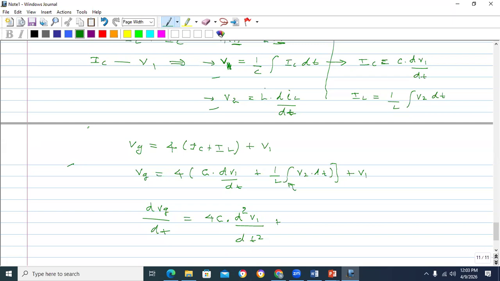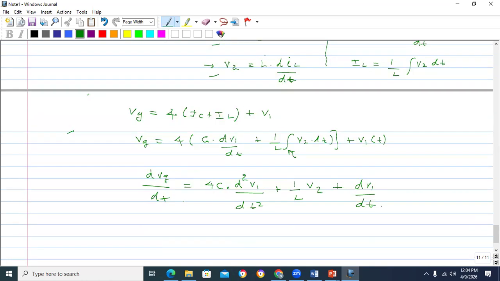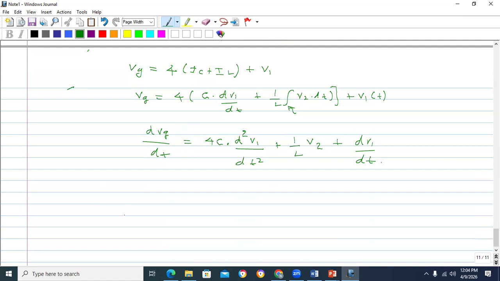Here, 1 over L, and this integration will be cancelled. So you will have V2 here, plus this V1, which is not a constant. This V1 is the voltage across the capacitor, so it is a function of time. So it will be dV1 dt. So I think this is the equation.